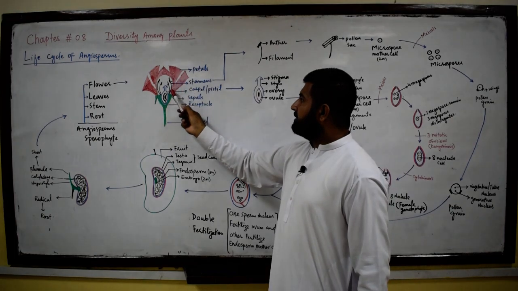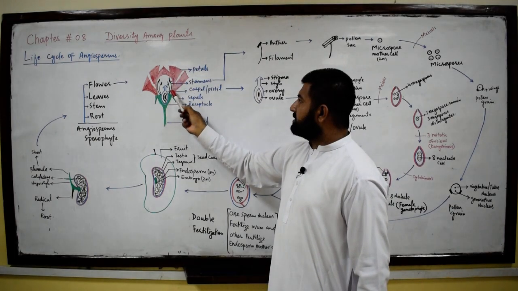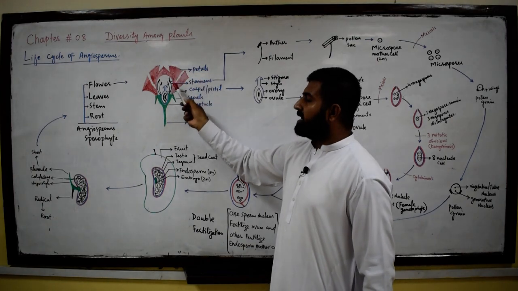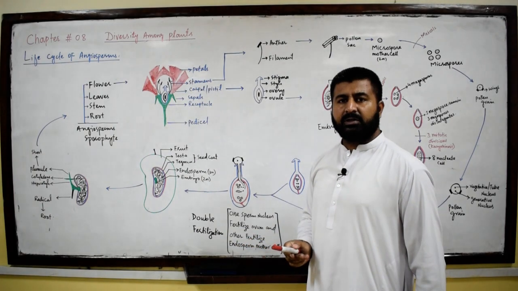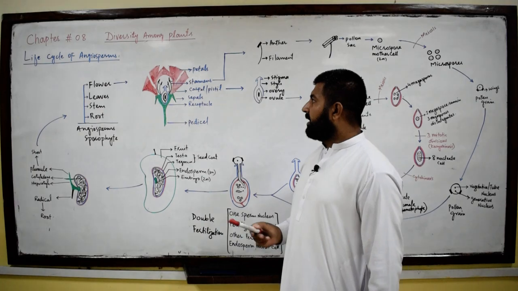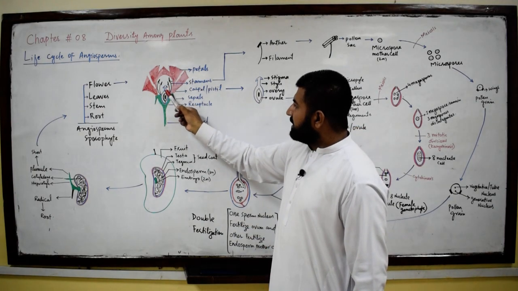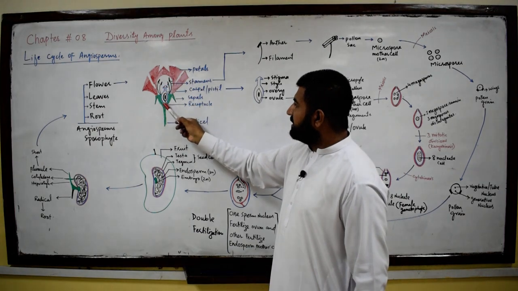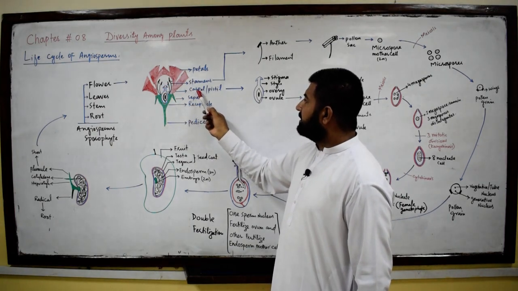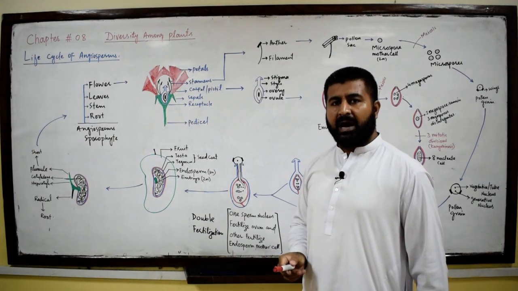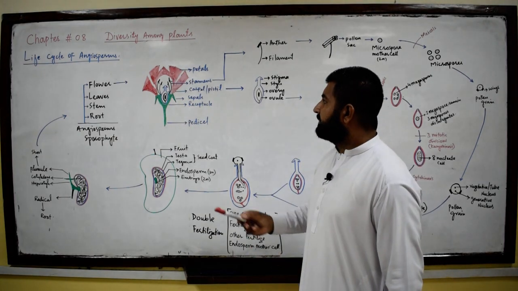Inside the petals, these filament-like structures can be seen, which are known as stamens. Stamens are the main reproductive parts of the flower. While in the center, a vase-like, flask-like structure is seen, which is known as carpel or pistil. This is the female reproductive organ of the flower.